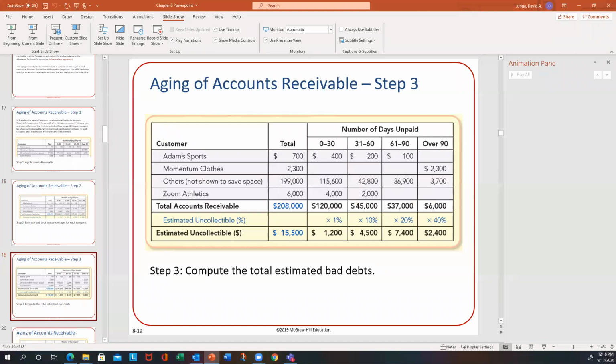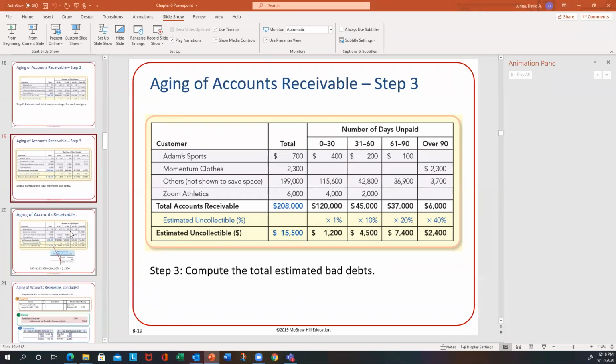And that's what they show you on this slide. So again, 1% of 120, 10% of 45, 20% of 37, and so forth. Add these up, the 15,500 would be your total estimated bad debts. So then the next step is a little bit different than the percent net credit sales method.